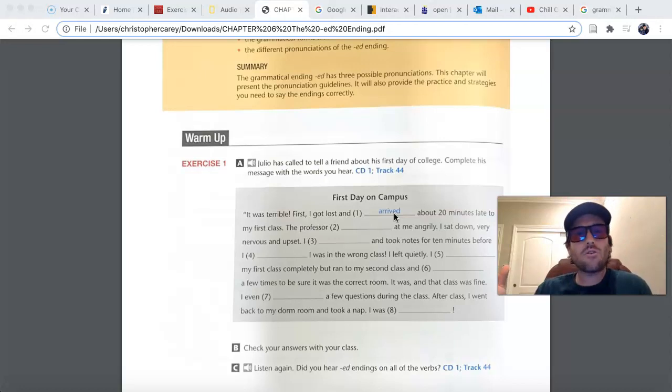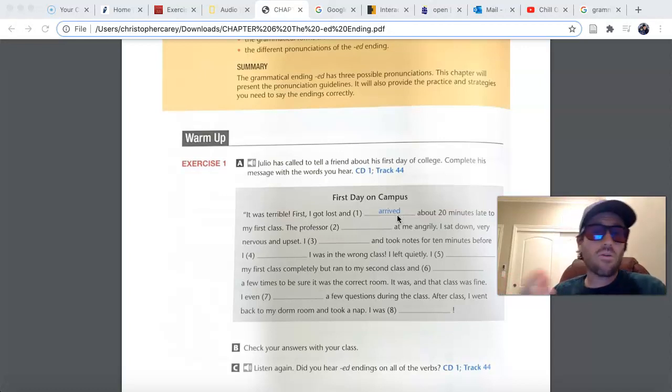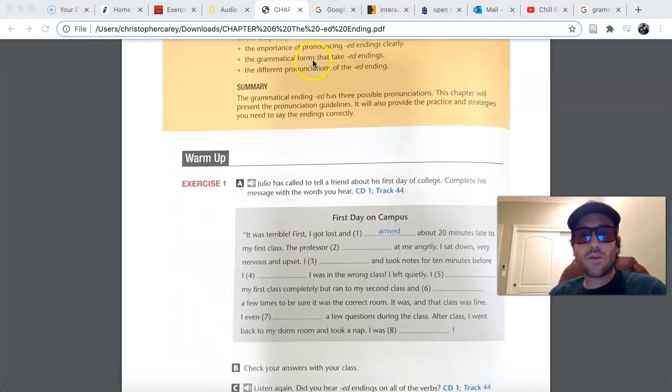How do we write a verb if we want to express it in the past? In English, most of the time we just add D or ED, depending upon the last letter of the word in the infinitive. So this is an example of simple past tense. That's one of the grammatical forms of ED. Simple past tense. The professor looked at me angrily. Also simple past tense.